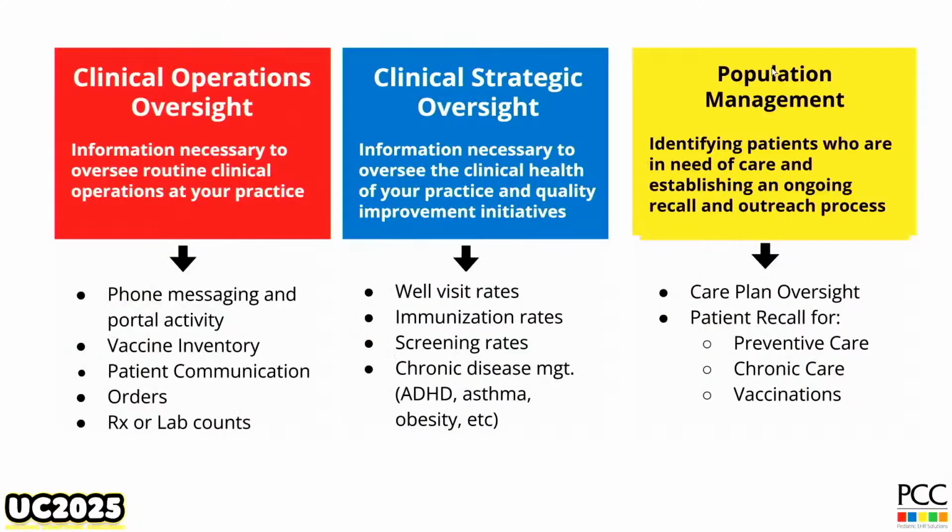So here's basically the structure of what we're going to talk about today. I'm going to start with some operational oversight reports. We're going to get into the reports listed here: phone messaging, portal messaging, portal activity reports, vaccine inventory, patient communication, orders, prescription reports. So we're going to talk first about some operational reports like that.